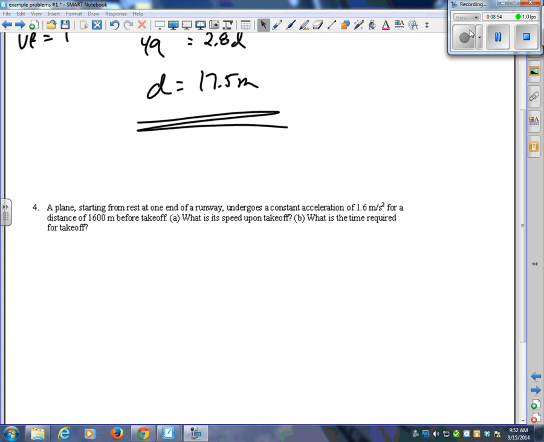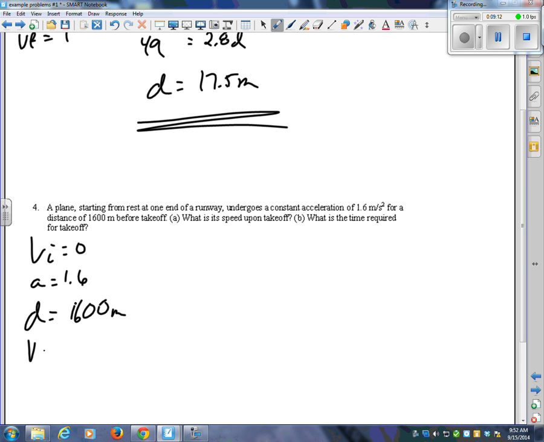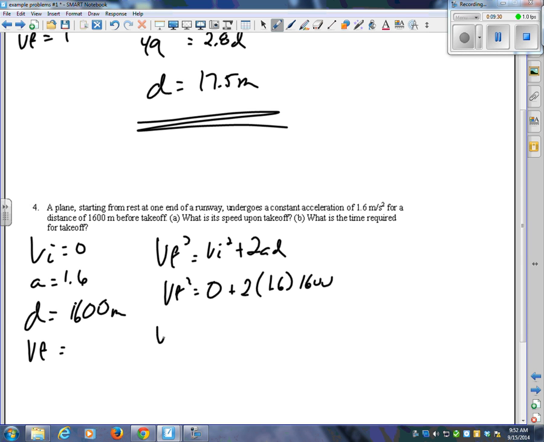Which formula did you need to use here? It's at rest, so VI is equal to 0. The acceleration is 1.6, and the D is 1,600 meters, which is exactly 1 mile. What is its speed upon takeoff? So we were solving for VF. So you should have used VF squared equals VI squared plus 2AD. The initial velocity is 0, as it quite often is. 2 times 1.6 times 1,600. Make sure you take the square root for your answer, and I get 71.5 meters per second.